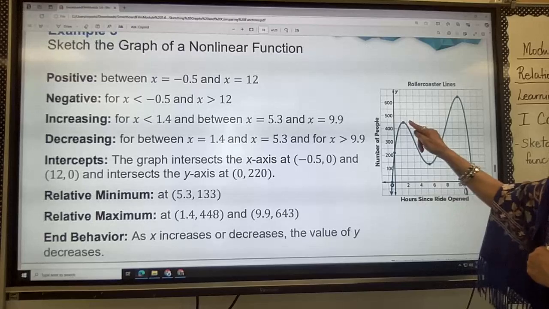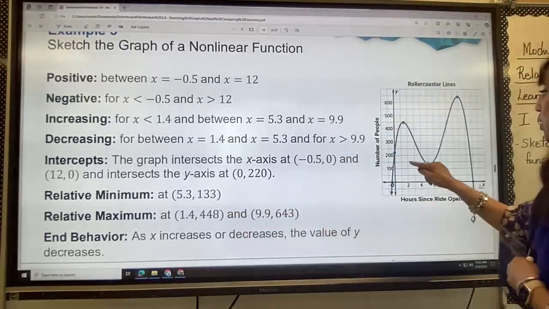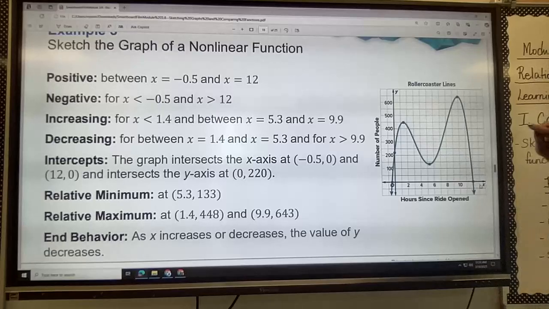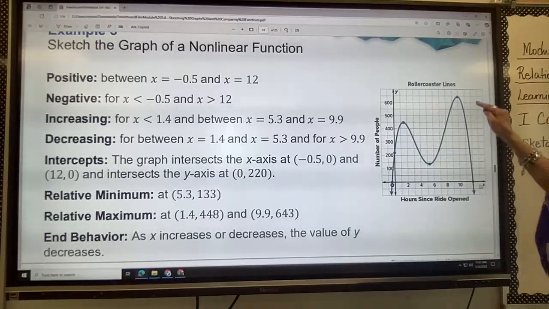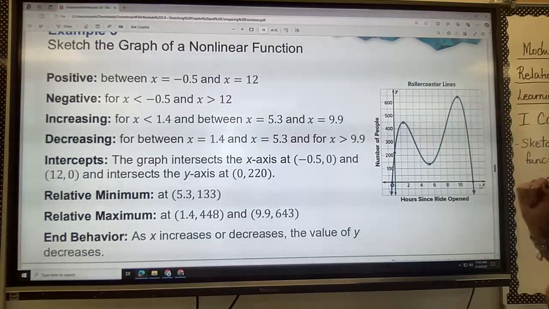And what is it saying? 1 4/10 and 448. So 448. This is my relative maximum. And I have 9 9/10 and 643. So this is also my relative maximum.